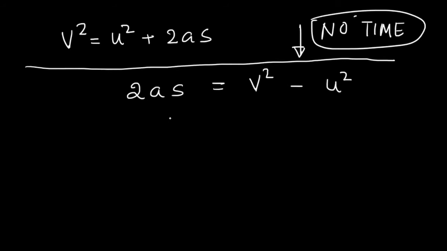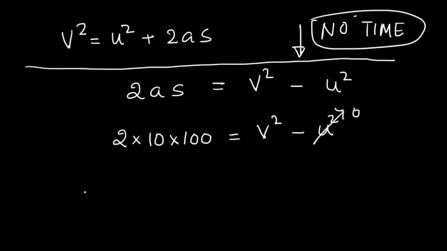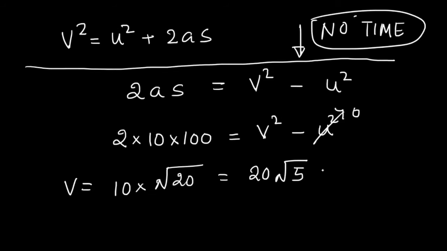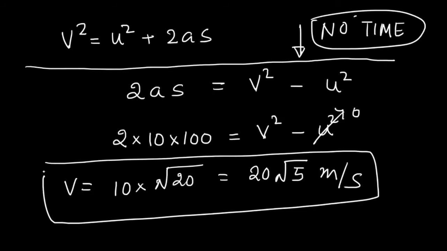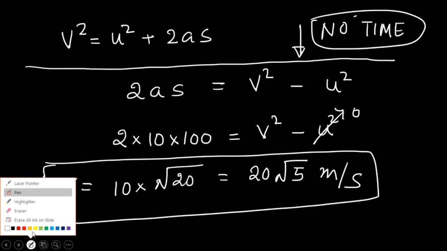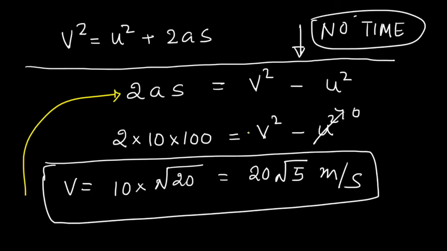I'm sure you remember the problem: the stone is falling from a building of height 100. So we just put the numbers here directly: 2 into 10 into 100 is equal to v square minus u square, which is 0, and so v is equal to 10 into root 20, and this again I think will give me 20 root 5 meters per second. Same answer as before, but you see that one might want this formula in a ready-made fashion, so that there is no point in doing the problem in 2 steps.